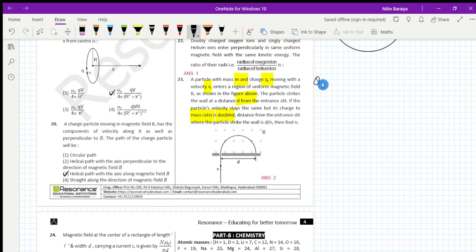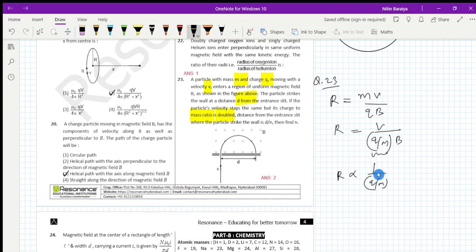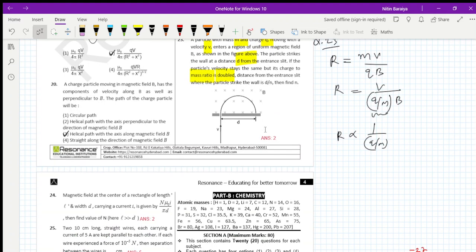So we have a formula in question number 23 of radius. The radius of the circular path is mv divided by qB, so it is equal to v upon (q by m) times B. What we are changing here is the charge to mass ratio. This is also called the specific charge, and you are making it double. So we can say r is inversely proportional to q by m. If you make it double, radius will become half. If radius becomes half, diameter becomes half. So earlier if it was d, now it will be d by 2. So that means n is equal to 2.